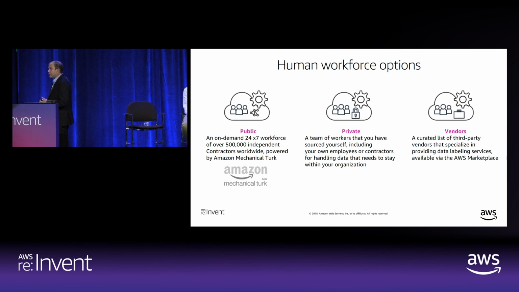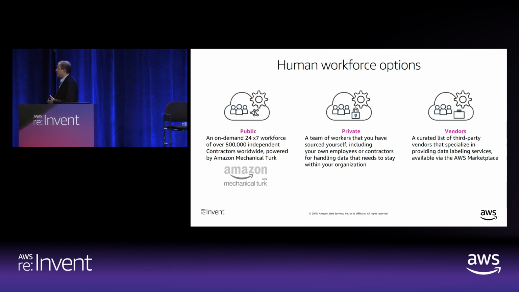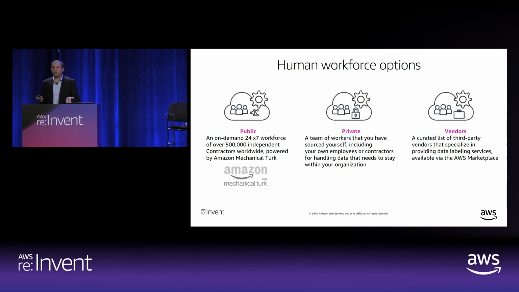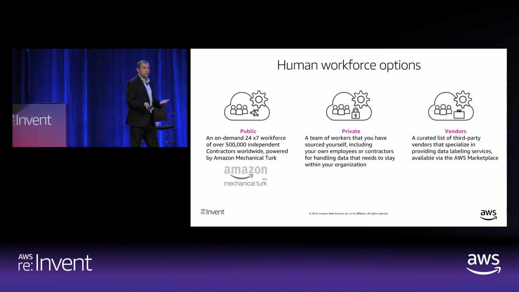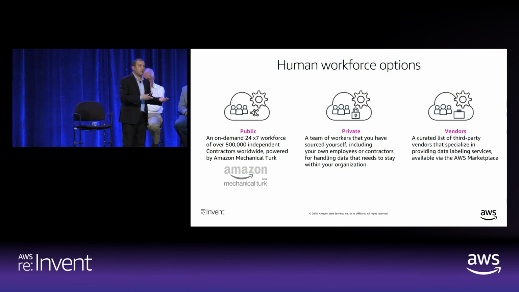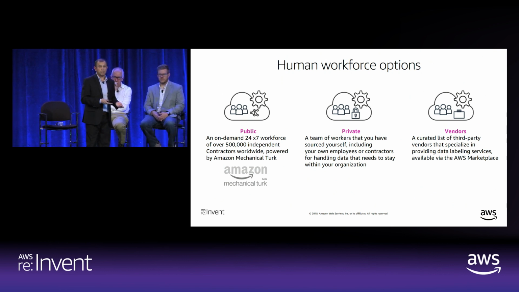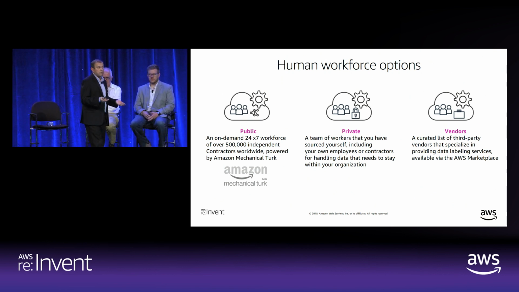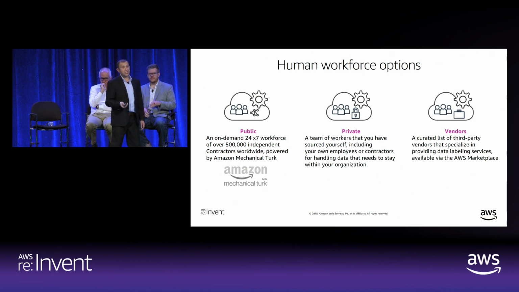Okay. Now, when you configure a labeling job, you get options of different workforces that you can use. So presently, we support 3 particular options. You can use public, private, or vendor workforces. A public workforce is through Amazon Mechanical Turk. So this is like 500,000 crowdsourced workers that you can use to get your labeling jobs completed.